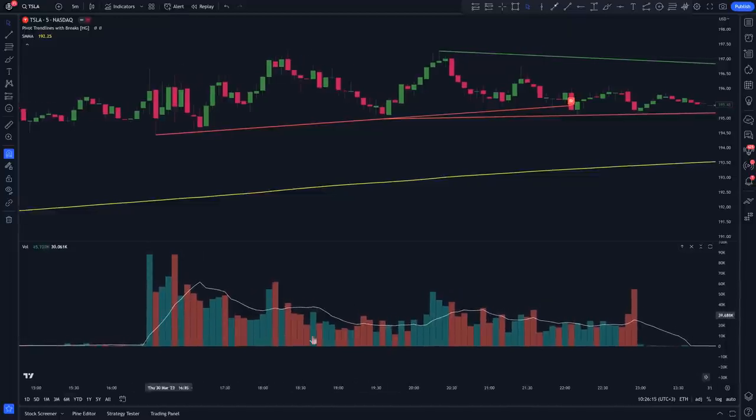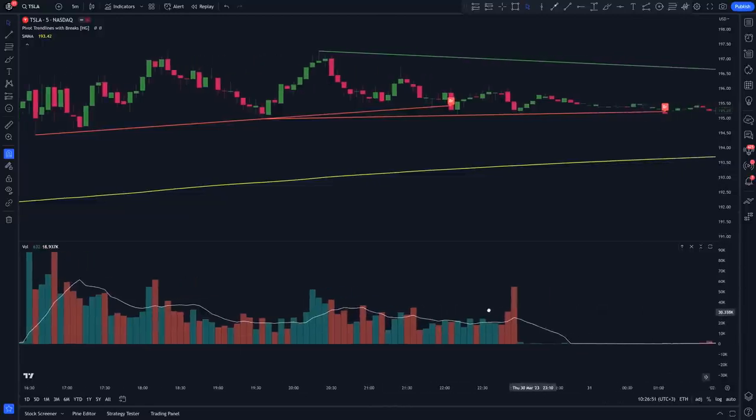Every time these volume bars are above this white moving average, that indicates that there is enough volume in the market and we will be looking to take trades. We will not take any trades when these bars are below this white moving average because there simply wouldn't be enough volume in the market.